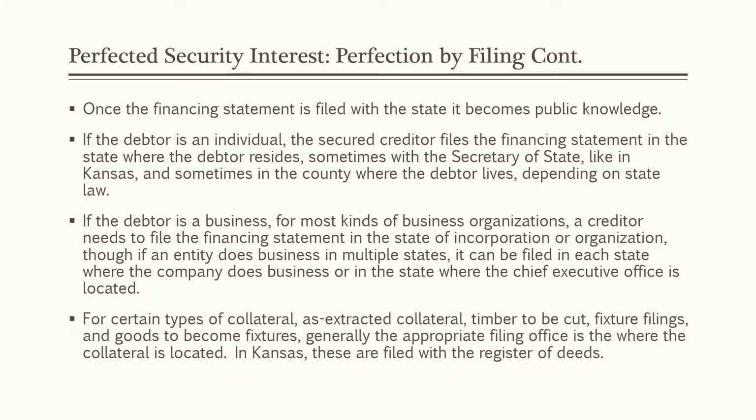For certain types of collateral, such as extracted collateral, timber to be cut, fixture filings, and goods to become fixtures, generally the appropriate filing office is where the collateral is located. In Kansas, these are filed with the Register of Deeds. So these are an exception to filing with the Secretary of State in Kansas, and they're very specific.